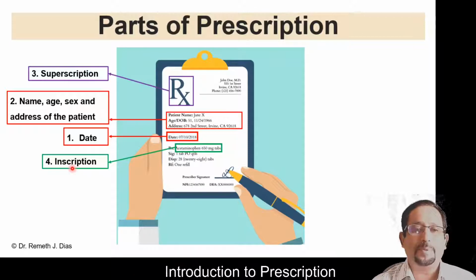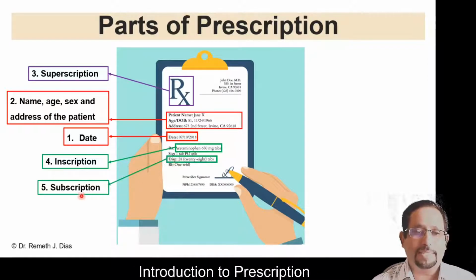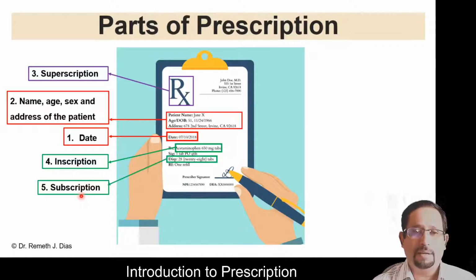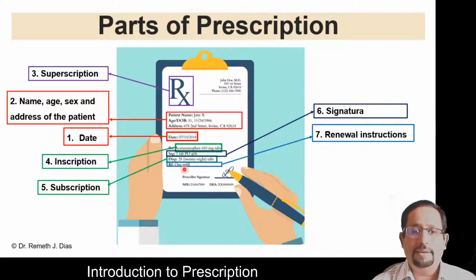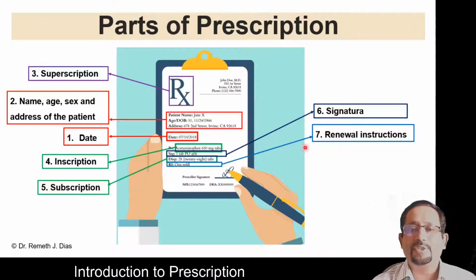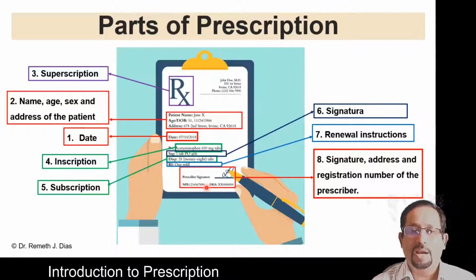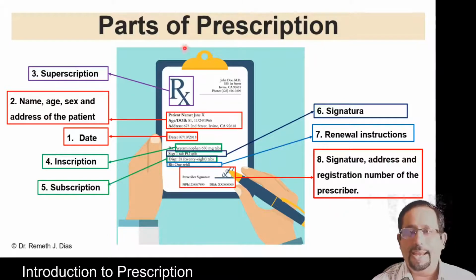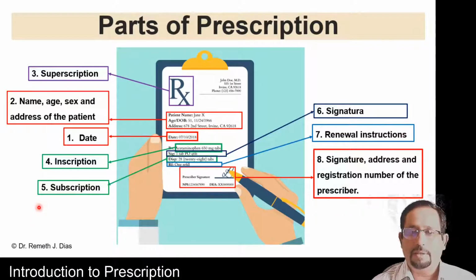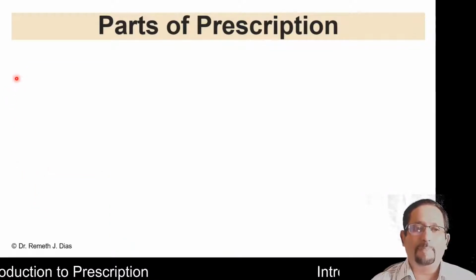That is inscription. Part 5 is direction to pharmacist, called as subscription. Part 6 is a direction to a patient, called as signatura. Part 7 is a renewal instruction, and part 8 is the signature and registration number of the prescriber. So in all, 8 parts of prescription should be there in prescription. Now let us see the importance of every part.